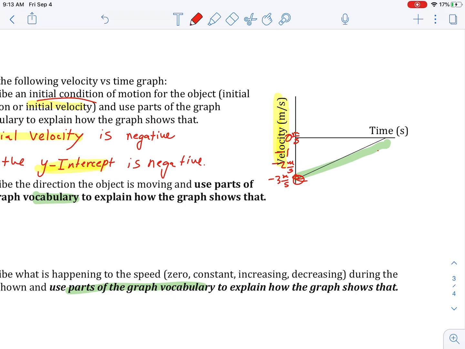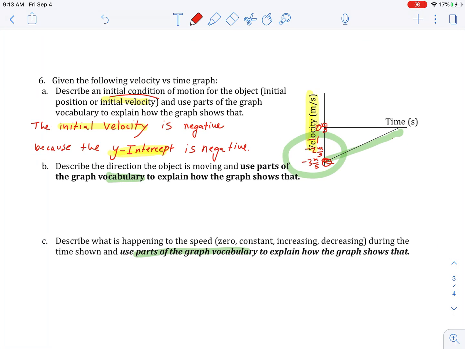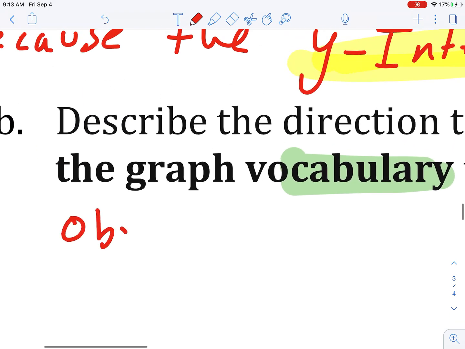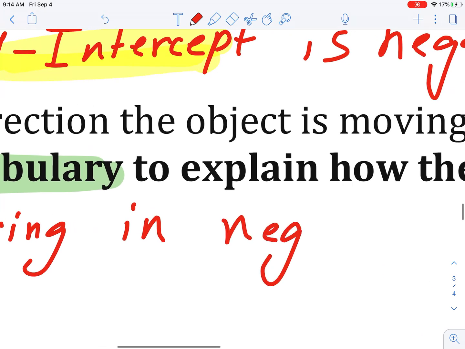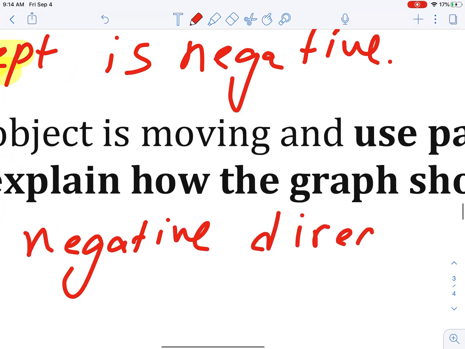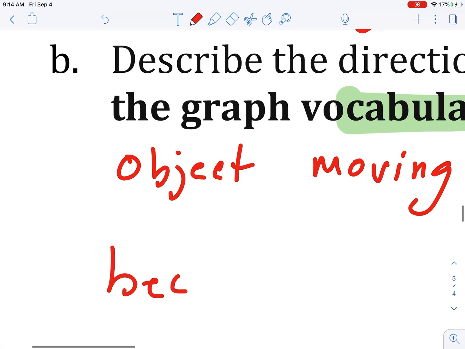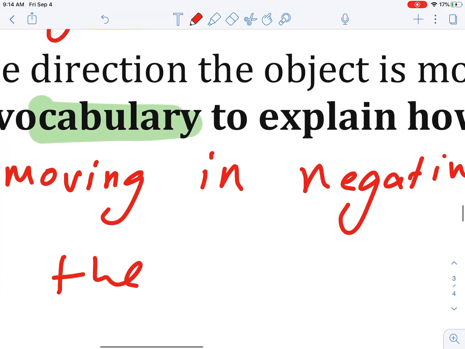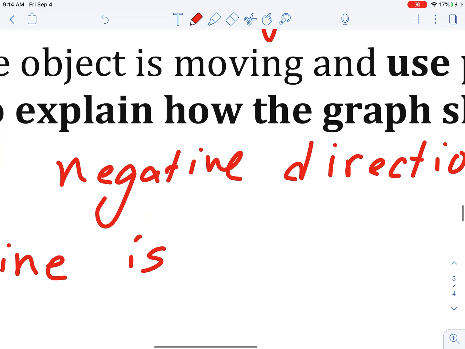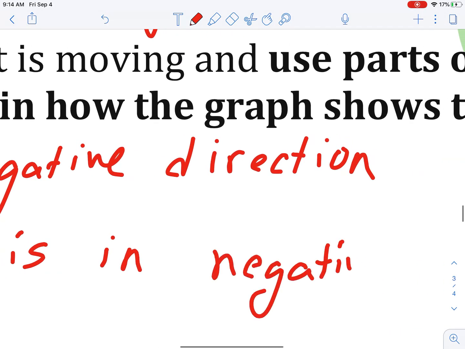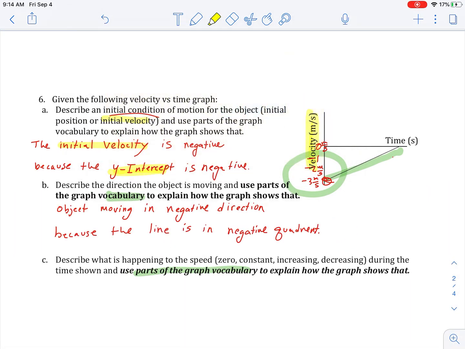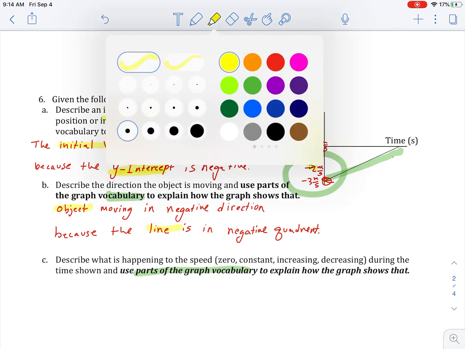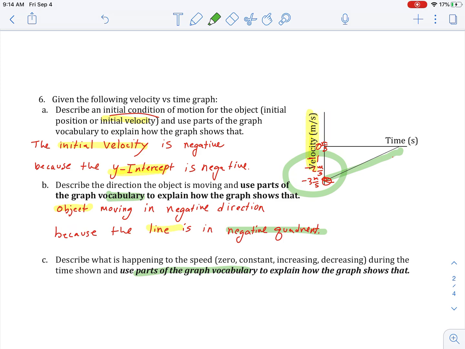Anyway, right now we see that this line is completely negative values. It's completely like negative 3, negative 2, negative 1, which means since it's in the negative quadrant, the object's moving in the negative direction. Okay, so let's write that out. So we'll say the object is moving in the negative direction because the line is in the negative quadrant. Boom. There we go. And again, notice that I talked about the object and then I talked about the graph, the line. And I used key graph vocabulary like negative quadrant.